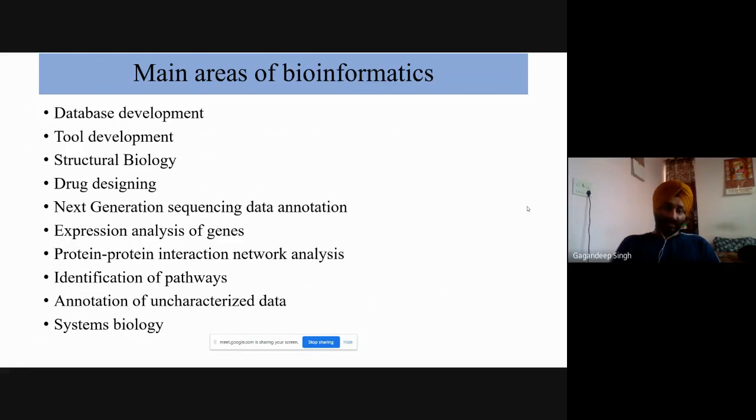Then there is expression analysis of genes, then protein-protein interaction network analysis, then identification of some pathways. Which pathways is this data related to that we have selected? Then there may be a huge amount of data which is still uncharacterized. By using bioinformatics, we can characterize that data. And there is some part of system biology where we can characterize a particular pathway like circadian rhythm, cell cycle, and many others. For a particular cell, for a particular organ, we can generate or simulate the genes.